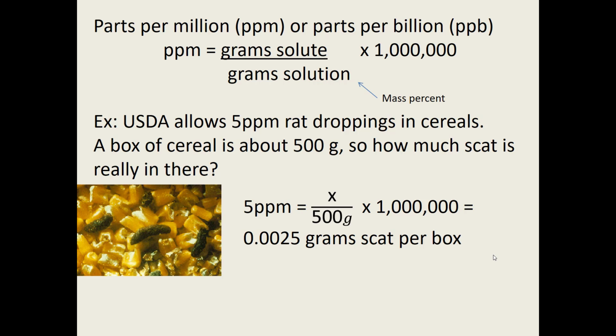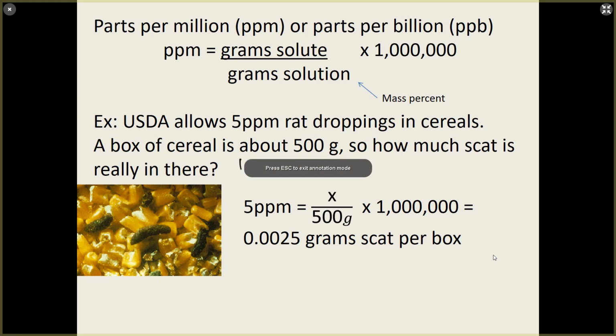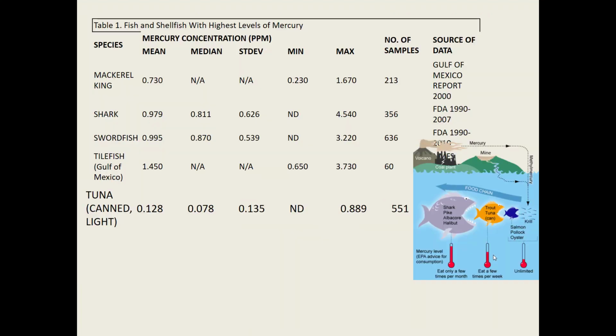Just as a little exercise in parts per million, if we take that 5 parts per million and figure out how many grams of rodent scat is in a box of cold cereal, we could calculate and solve for how many grams, and we would get a really, really small amount in that one box of cereal. So again, parts per million and parts per billion are used for really, really small amounts.